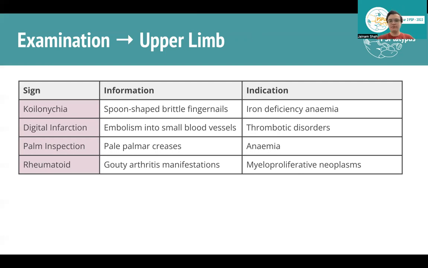Palm inspections, this is a pretty good one for anemia, so pale palmar creases. And then also some rheumatoid manifestations. So in a myeloproliferative neoplasm, you can have an association with gouty arthritis because you have a pretty massive turnover of cells. And some of those excess ions and things that are released from those dead cells can lead to an accumulation of uric acid crystals and therefore lead to gouty arthritis. Again, not very common, but if you can see it, may as well note it down, right?